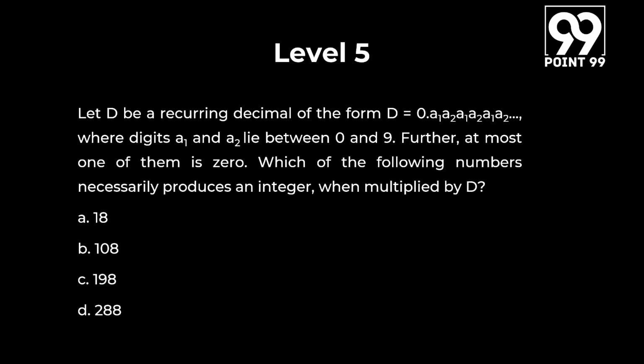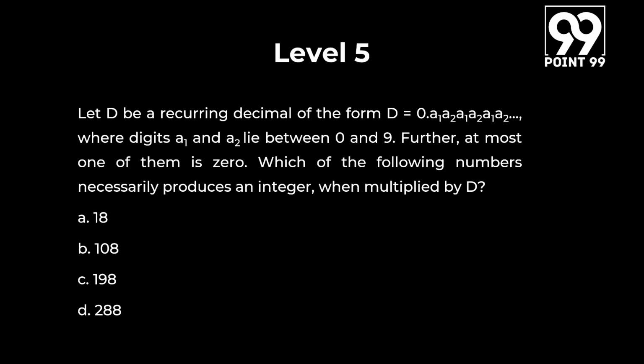Moving on to level 5. Let D be a recurring decimal of the form D equals 0.A1, A2, A1, A2, A1, A2 and so on. And this basically is where your shortcuts will come into play. If someone knows the shortcut, great, you will be able to answer this question.